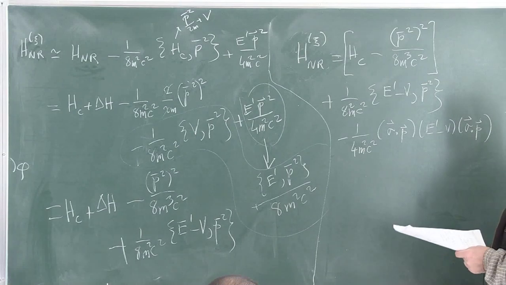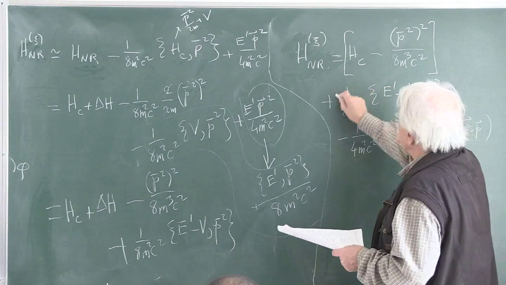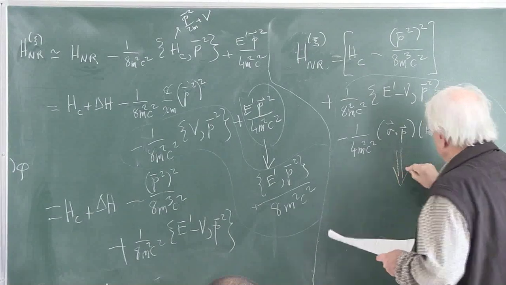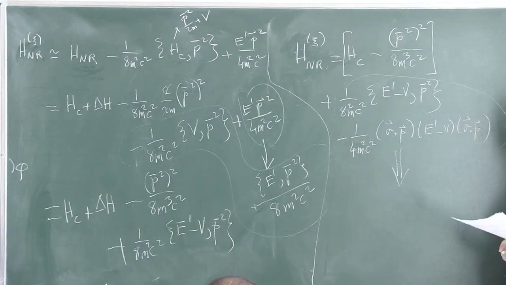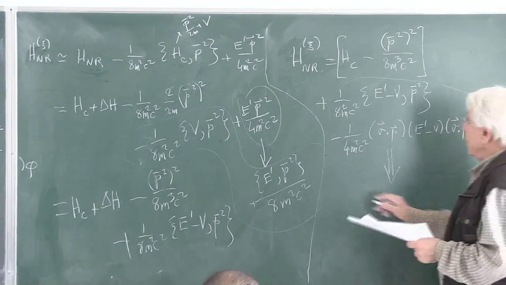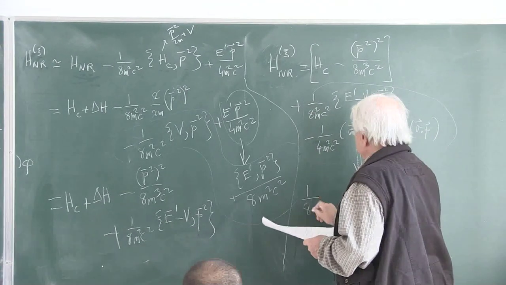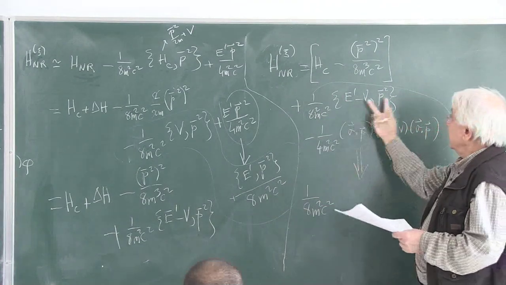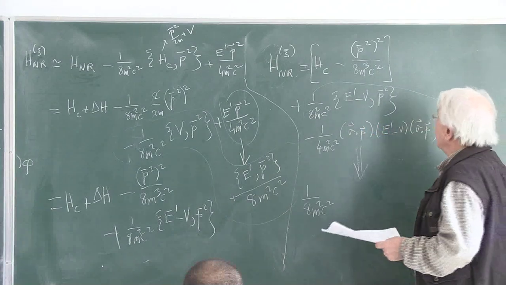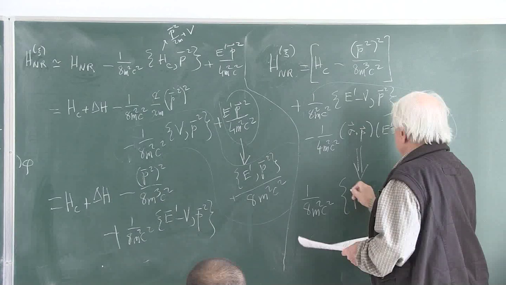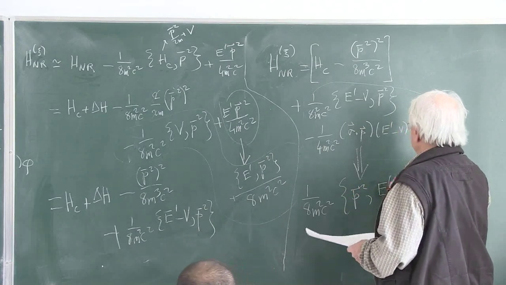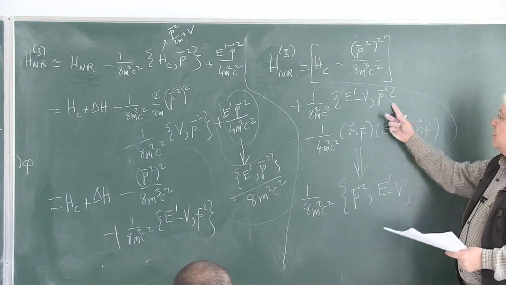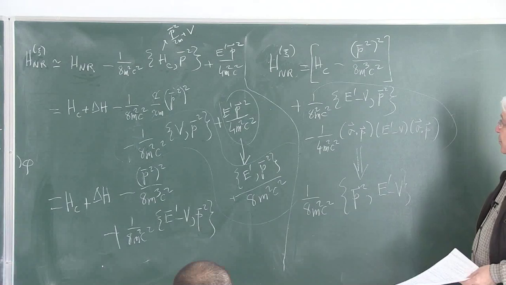I will combine these two and write it as 1 over 8 m squared c squared, this anti-commutator. So it is p squared (E prime minus V). Am I allowed to write it in such a way? AB plus BA. I have written it p squared.